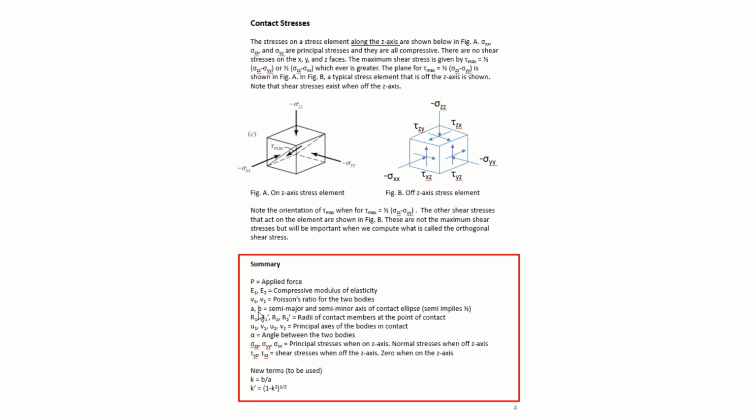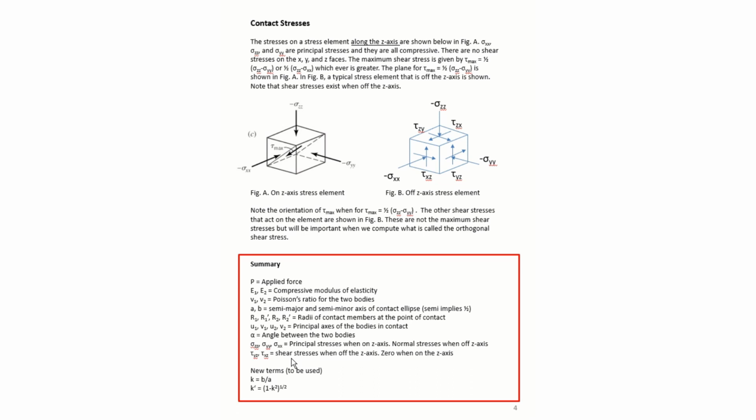The A and B lowercase are the semi-major and minor axes, and the semi simply means that you take half of that value. So R1 and R1 prime we talked about. Here are our U's and V's, and these are the V's you want to keep distinct from the Poisson's ratio Nu's. Alpha is the angle between the bodies, the principal stresses, and the shear stresses.